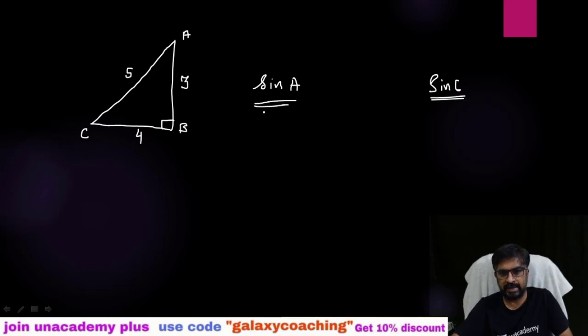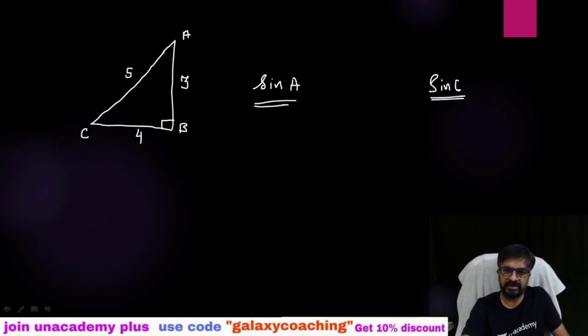That's why for sine A, this will be your main angle. For sine A your main angle will be A, that is this, so you can take this as theta. Now what is the ratio of sine? Sine means opposite by hypotenuse. So here when your main angle is this, your opposite will be 4 and your hypotenuse will be 5. Hypotenuse remains the same, but opposite and adjacent change according to your main angle.